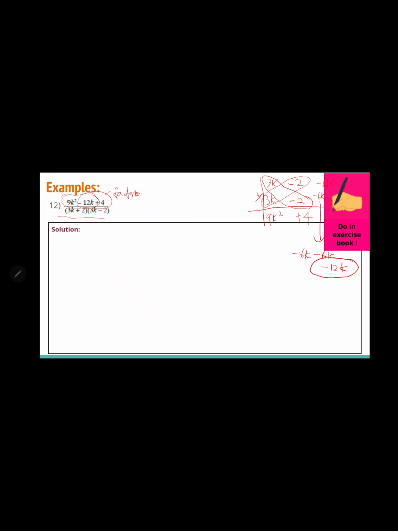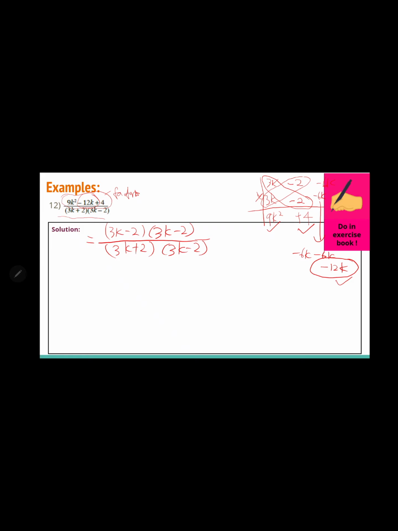Yes, that's what I meant by nice. So I have my 9k square plus 4, negative 12k. Okay, all done. So if I factorize 9k square minus 12k plus 4, I will actually get 3k minus 2, 3k minus 2 divided by, copy again, 3k plus 2, 3k minus 2.